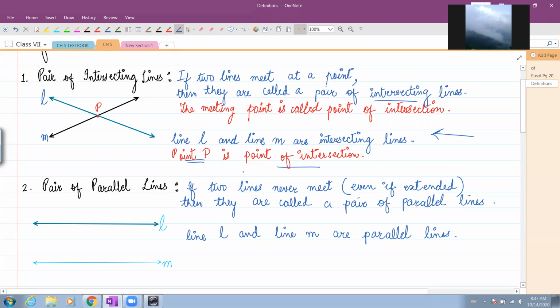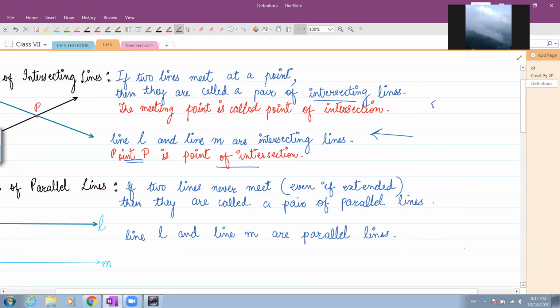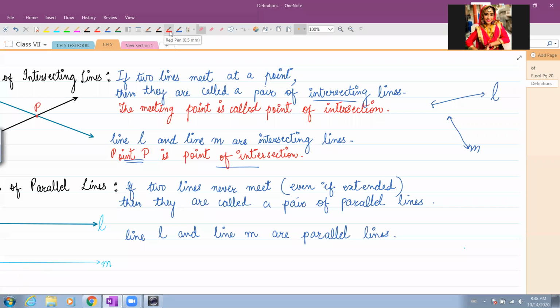Sometimes in the figure it seems that the lines are not intersecting, but if you produce them, if you extend them, then they intersect. Even then you will call them intersecting lines. For example, if I draw 2 lines this way, so line L and line M, what can you say about these lines? Yes, they will intersect, because if you produce M, then M will cross L. So M will cross L, they will become intersecting.